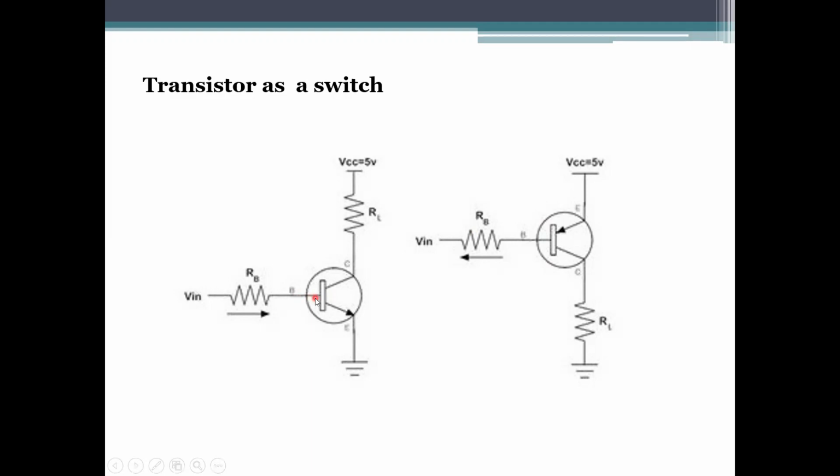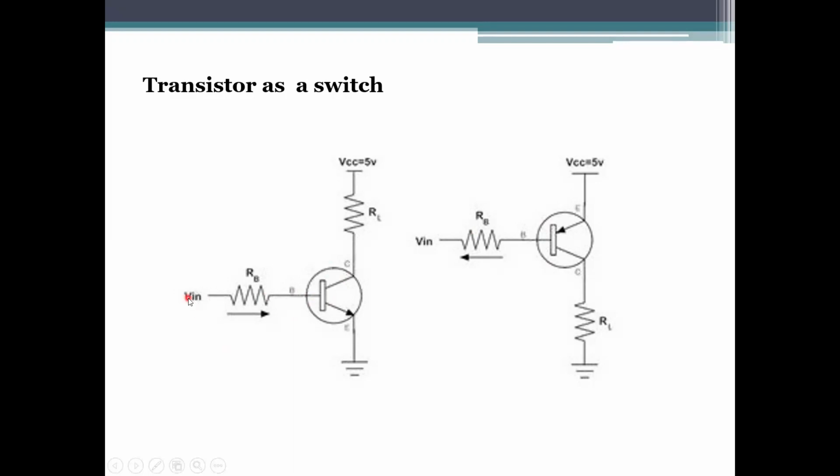Logical gates is your next chapter. In that chapter, I will explain what a gate is. For now, just remember that transistors are used in your logical gates. So in the first case, you apply the voltage from this V.